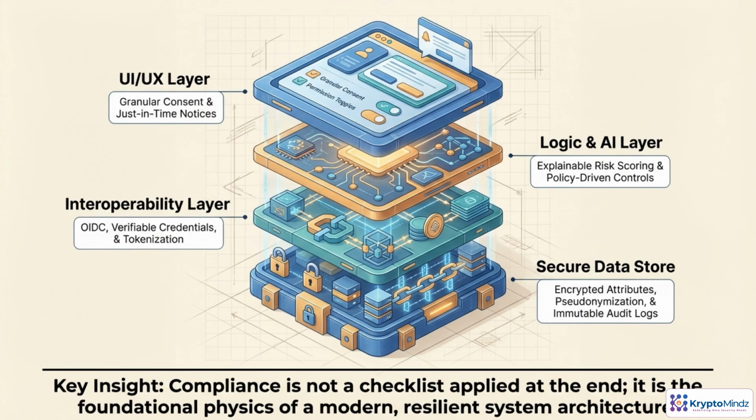You can also picture digital identity architecture as a stack where compliance is baked in, not bolted on. At the bottom, your data store enforces encryption, pseudonymization, and immutable logs by default. Above that, interoperability standards like OIDC and verifiable credentials keep you from building isolated silos. Then the logic and AI layer applies transparent risk scoring and policy-based decisions, so you can explain every outcome. Finally, the UI layer turns those rules into granular consent and just-in-time notices. Change any layer and the trust properties of the whole system change.